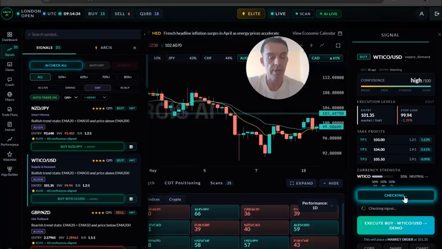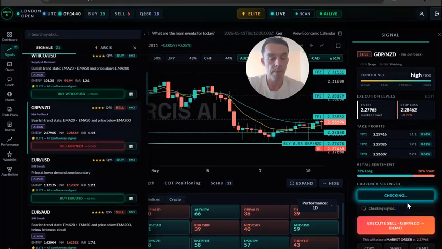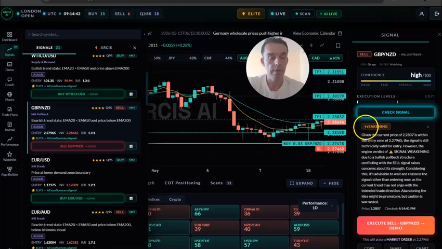Go with oil, check setup, signal valid. British pound, see, it'll come up with a warning: the signal is weakening. You run the check signal, it comes up with weakening, and yeah.